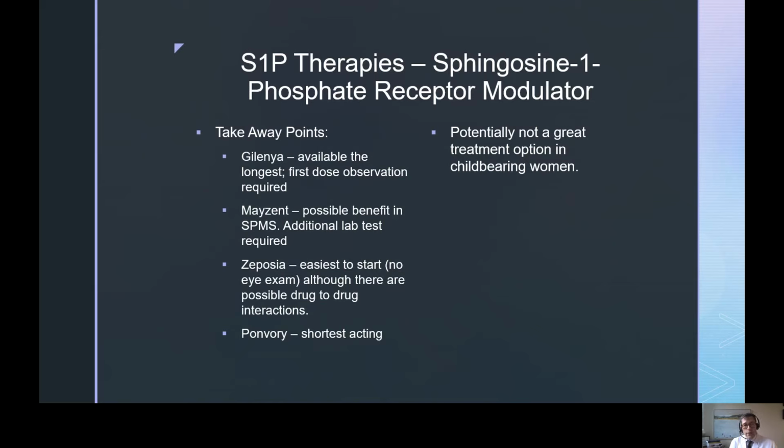And there is some evidence that if you stop these medications, you can have rebound of the disease, including a severe relapse. And so I typically don't like to start these medications in women that are thinking of starting a family. If that's the case, and we decide to move forward with these therapies, Ponvory may be the best option because it lasts the shortest. Patients can start to consider starting a family roughly 2 weeks after stopping the medication.